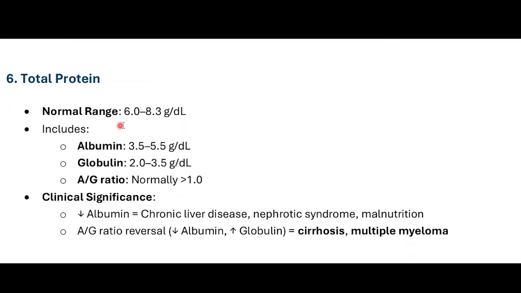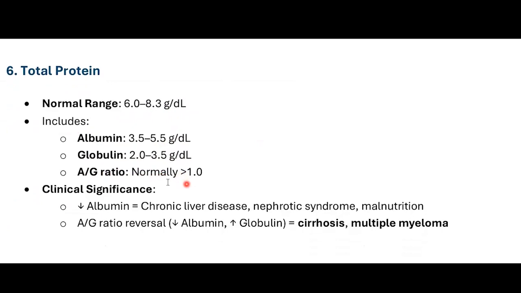Total proteins normal range is 6 to 8.3 gram per deciliter, which includes albumin 3.5 to 5.5 gram per deciliter and globulin 2 to 3.5 gram per deciliter. And the albumin to globulin ratio is normally greater than 1.